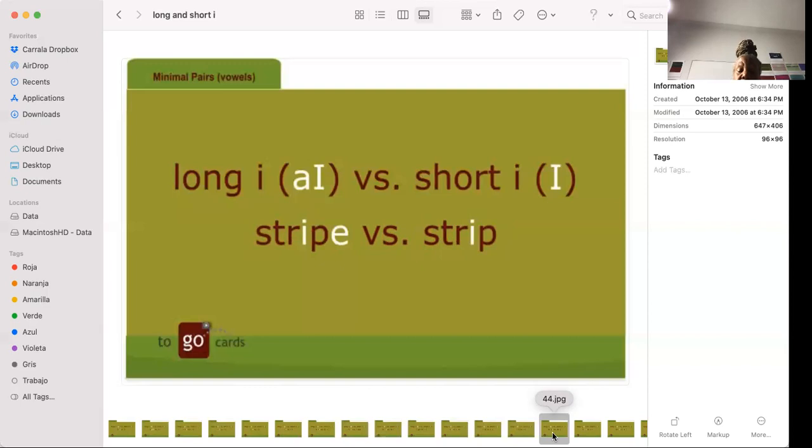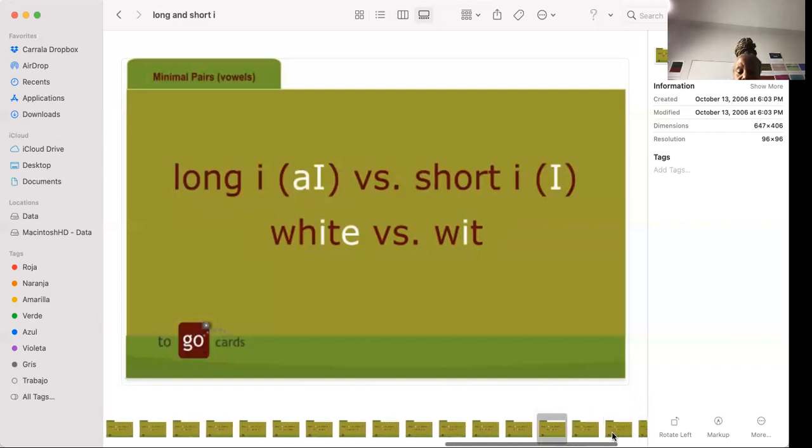Stripe, strip. Byte, how many bytes? That's dealing with the computer. And bit, but notice the byte here is not with an I, it's with a Y. White, wit. Here, the white is not with a Y, and it's lowercase because it's not someone's name. It is the color of something.